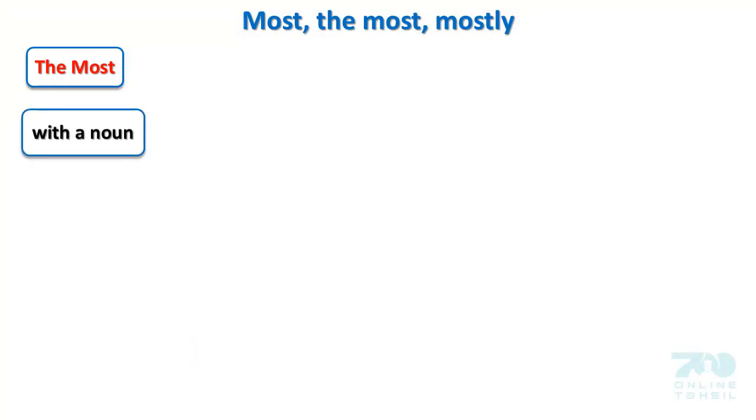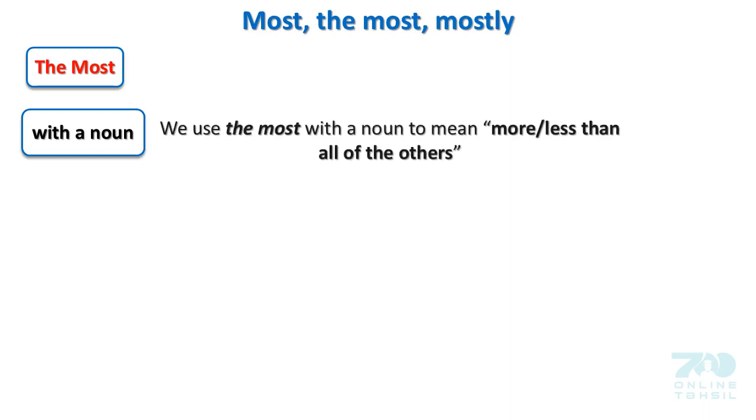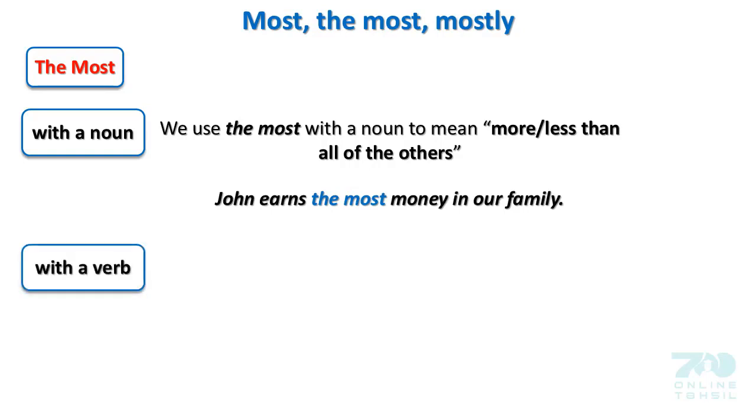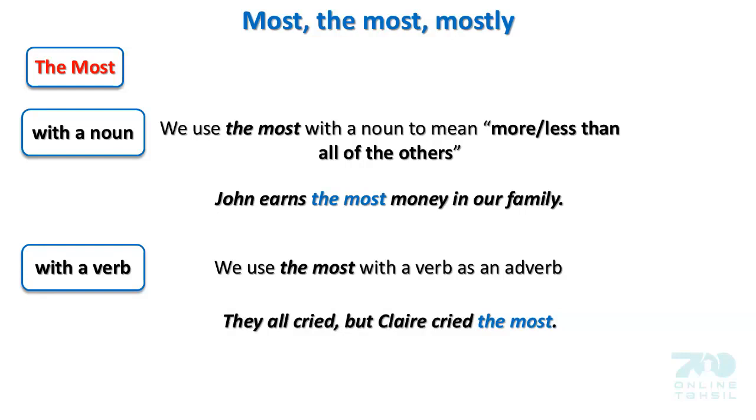The most with a noun. We use the most with a noun to mean more than all of the others. John earns the most money in our family. The most with a verb. We use the most with a verb as an adverb. They all cried, but Claire cried the most.